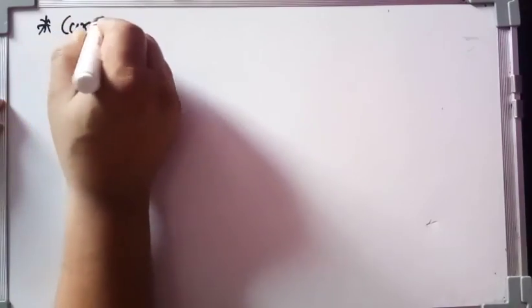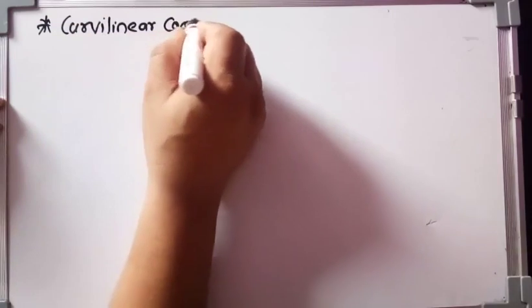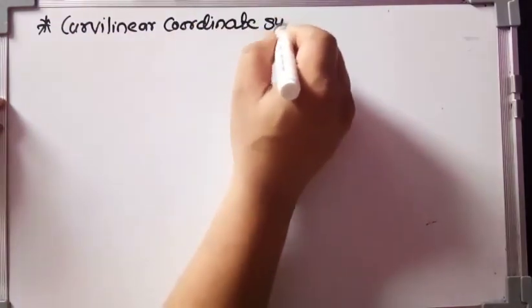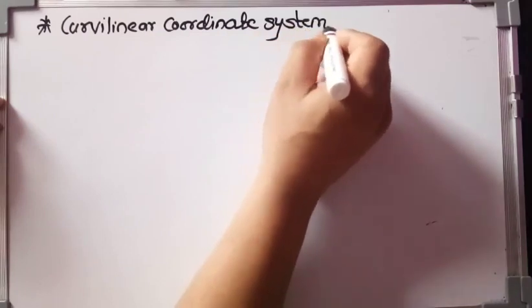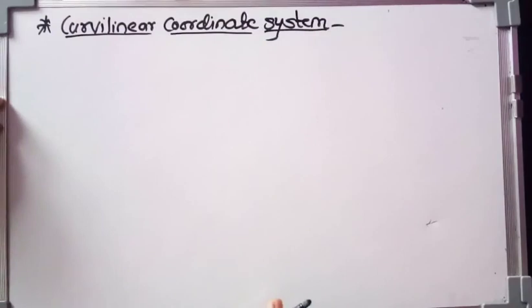Let us turn towards the next topic of the unit first, curvilinear coordinate system. We know that to fix the position of a particle we need a coordinate system.